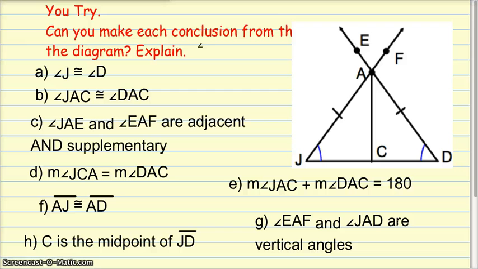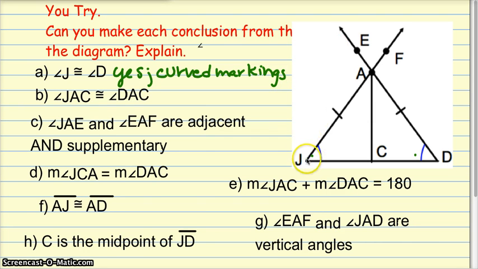So here are a whole slew of things that have to deal with this diagram. So let's go ahead. It says angle J congruent to angle D. Can I assume that based on the diagram? And the answer here is yes, because of those curved markings. Those curved markings are there to indicate that those two angles are congruent.